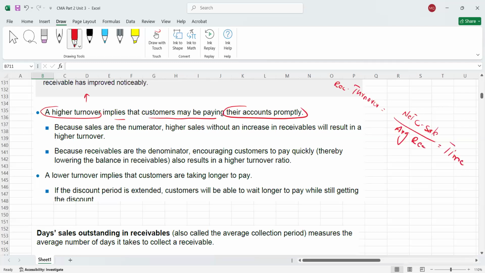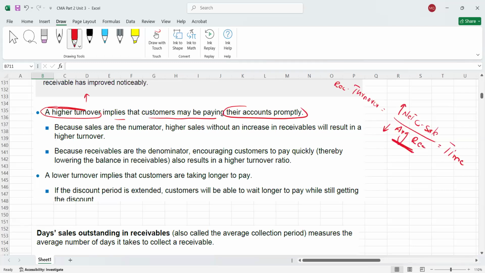Now the question is, the turnover ratio can be higher if your numerator increases or if your denominator decreases. If any one of these things or both happen, the turnover ratio will automatically increase. It means that if you want to improve this ratio, you should have more credit sales or you should have less receivables. That's what a high turnover is.